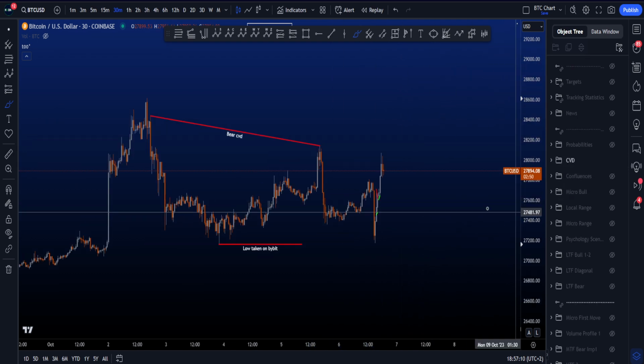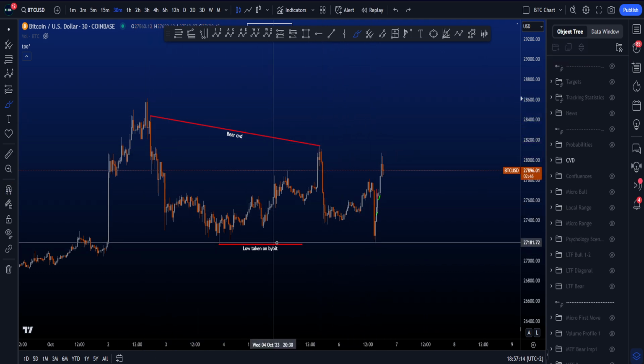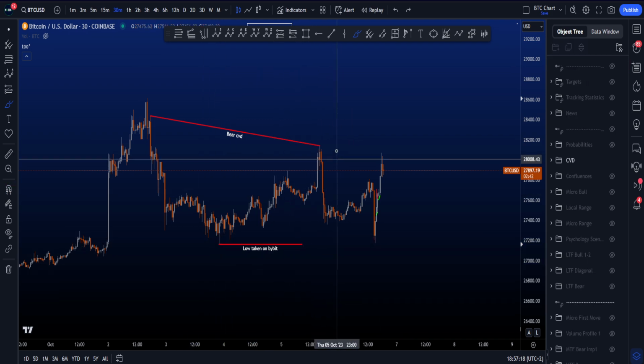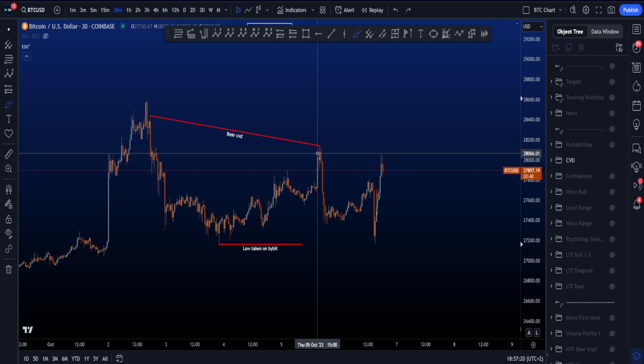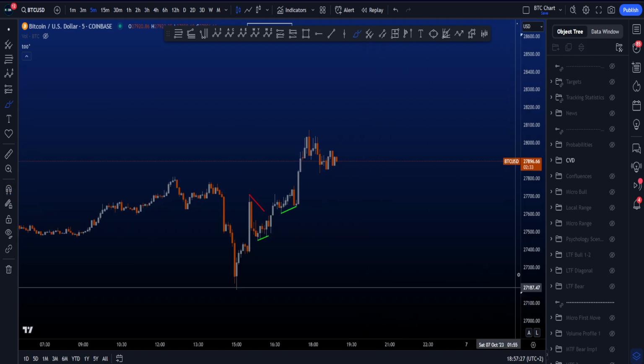Now, if you look at the CVD divergences, this bearish CVD divergence, one can argue, played out. On my chart, this low has not been taken, but on Bybit, it has been taken. So you can say, okay, well, the bearish CVD divergence played out. So I will remove that one from my chart after this video. And more locally, this was interesting.